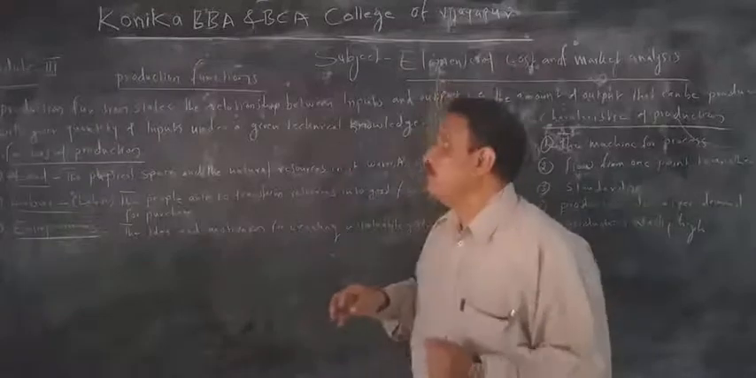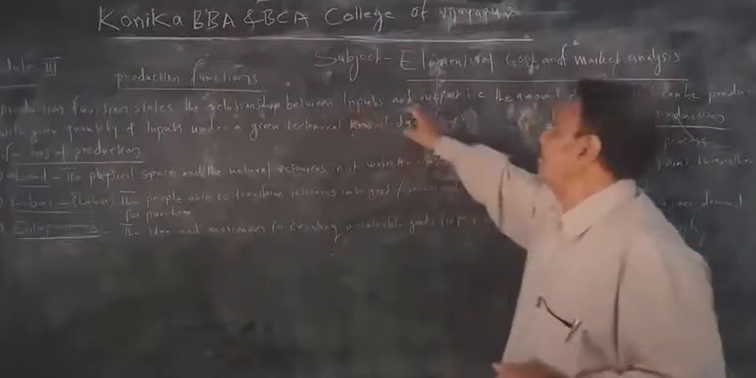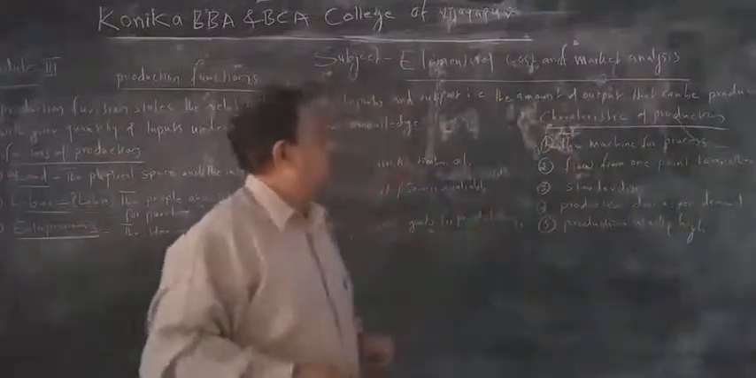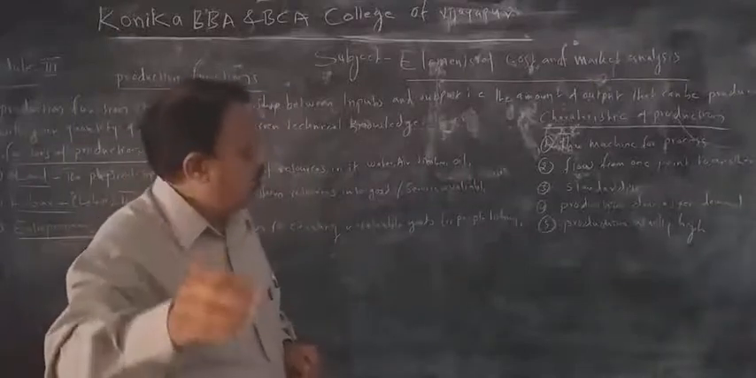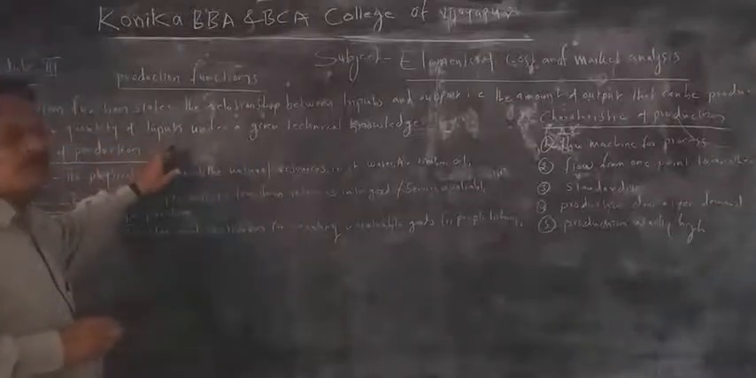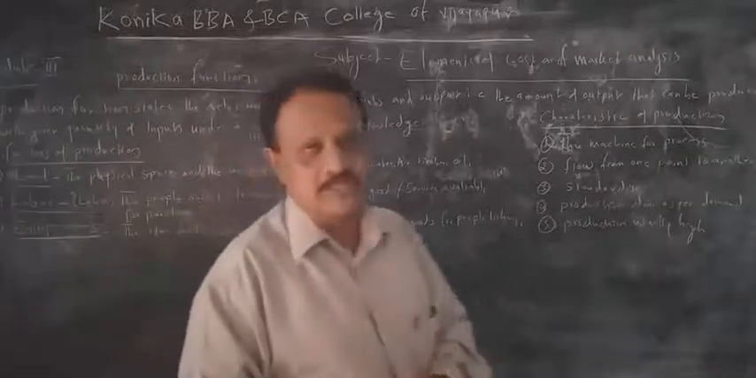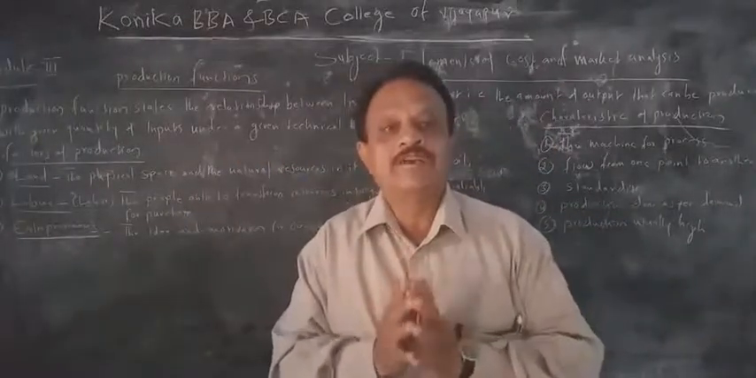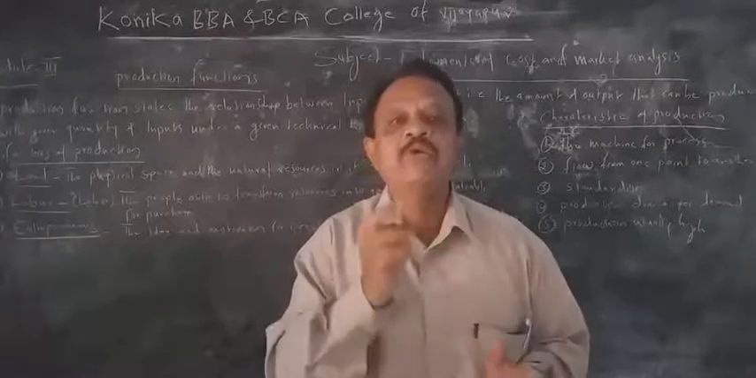Here it is written: production function is the relationship between input and output, that is, the amount of output that can be produced with a given quantity of input under a given technical knowledge. It is called a production function. So you already know what a production function is: it shows the relationship between the input and output.